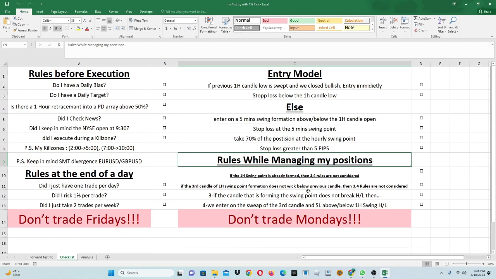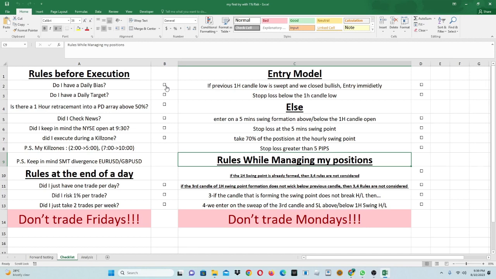Why did I make this Excel? It's very important for me because it keeps me away from my emotions. These rules are written by me. If any of the rules I wrote are not checked, that means there is something wrong with my entry, so I don't enter. These rules are put together so that I have the highest probability, with the highest risk to reward ratio, with the highest opportunity going into the market.